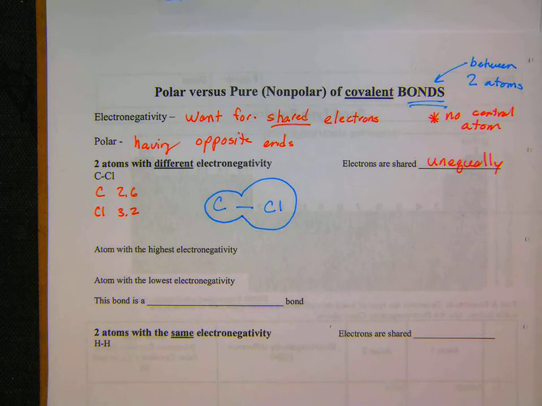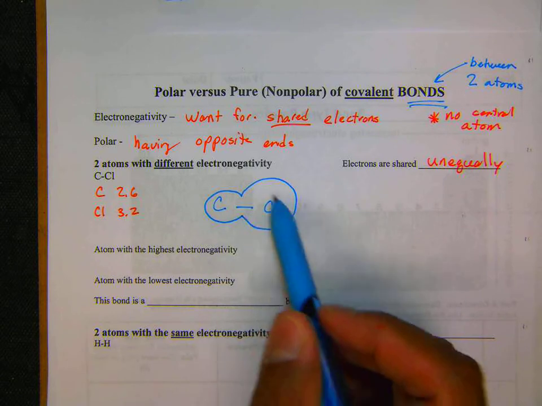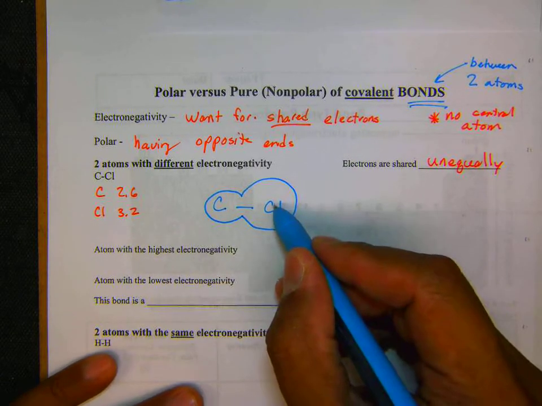Now, we said that this is going to have opposite ends. It's going to be polar. But can you tell by the picture which side would most likely be negative? Would it be the carbon side or the chlorine side? Why the chlorine side? The electrons will spend more time there, right? And so this will be the negative side.